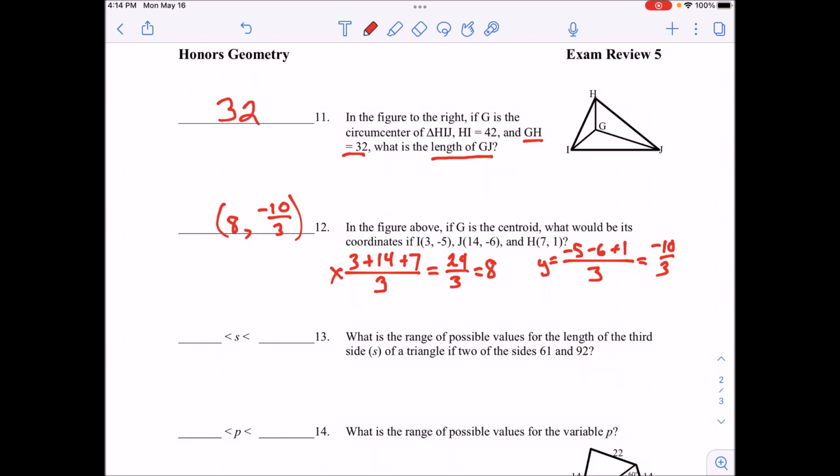I would not accept a decimal unless you had it as negative 3.3 with the repeating sign over it.